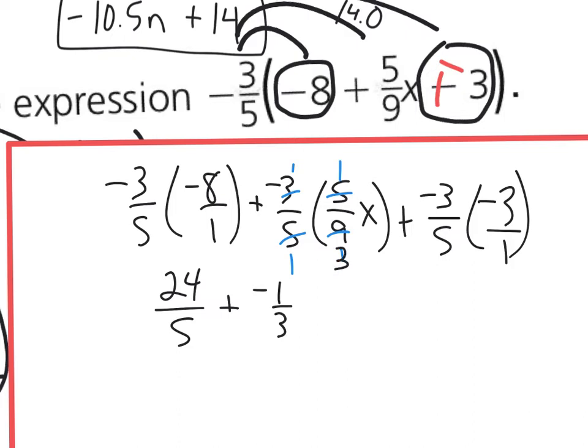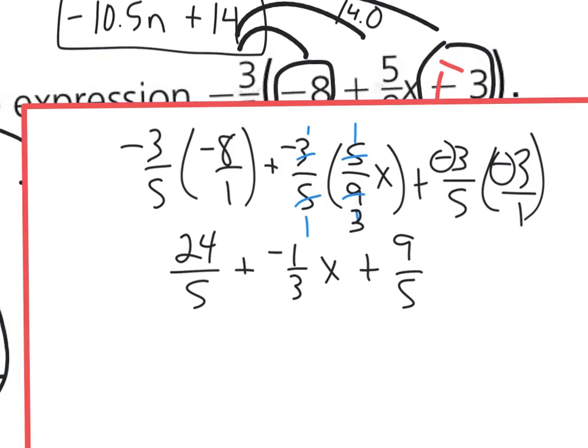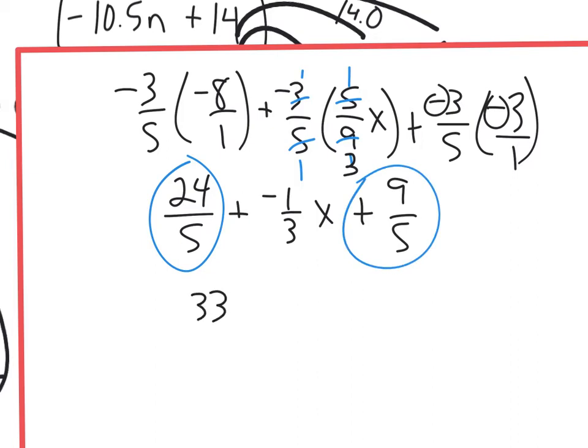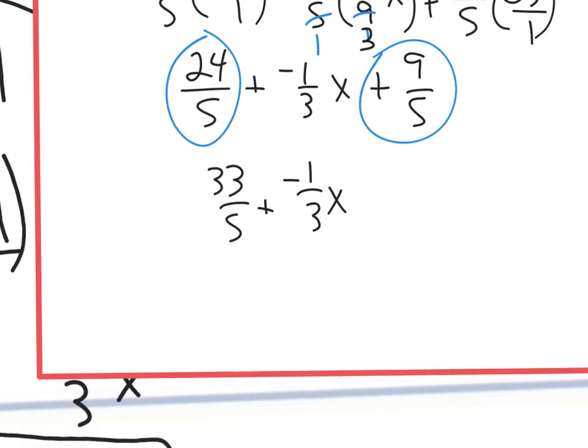That should be a 3, sorry. And then negative times negative would be a positive 9/5. And then it's just that at that point we have like terms we can combine. That'd be 33/5 or 6 3/5.